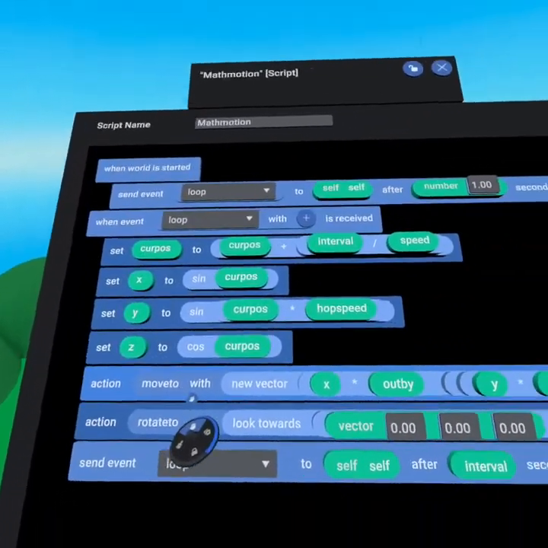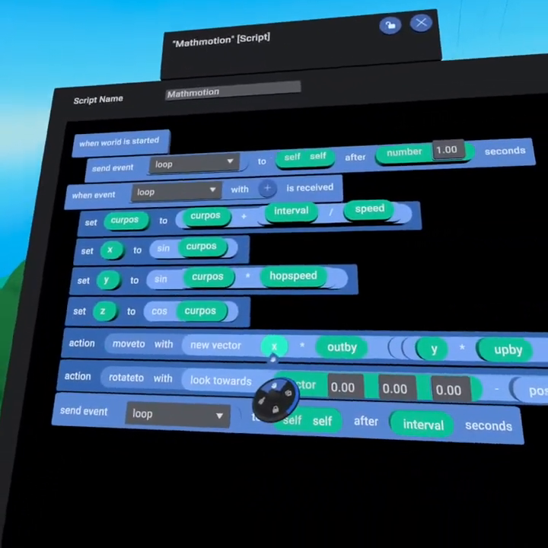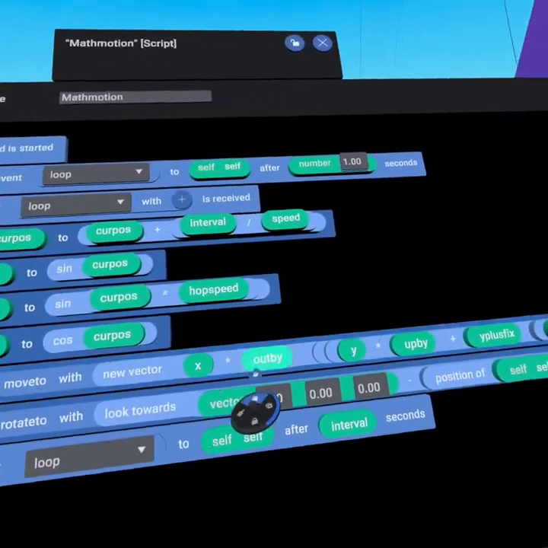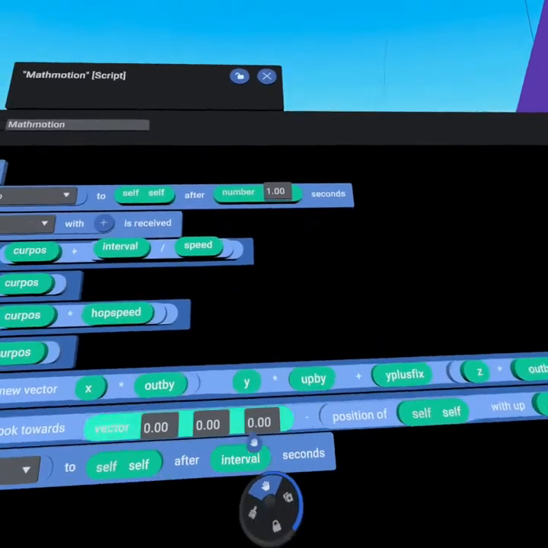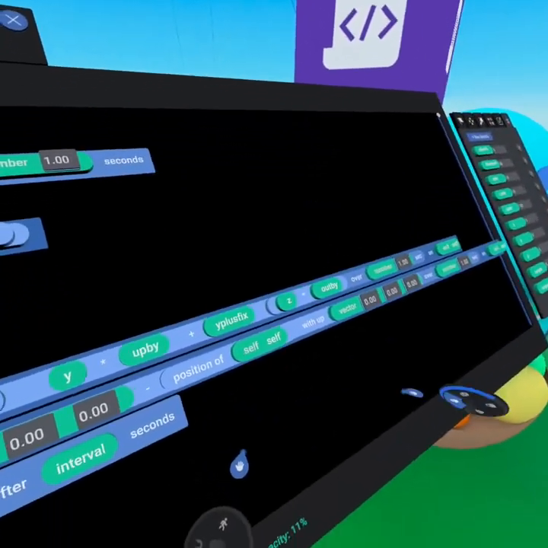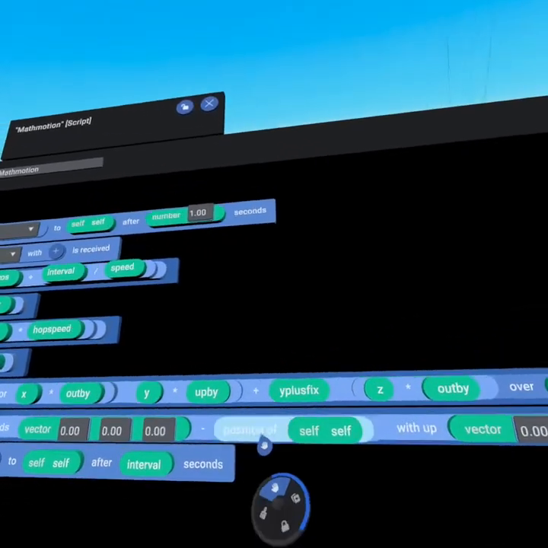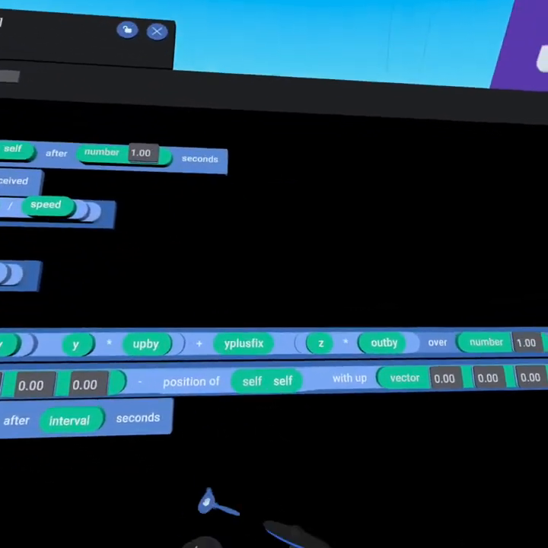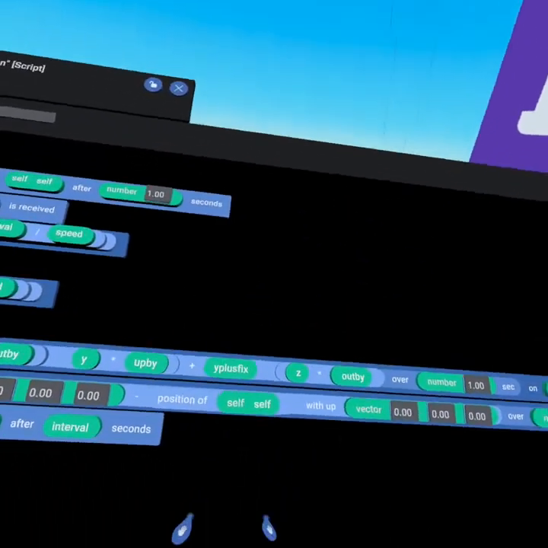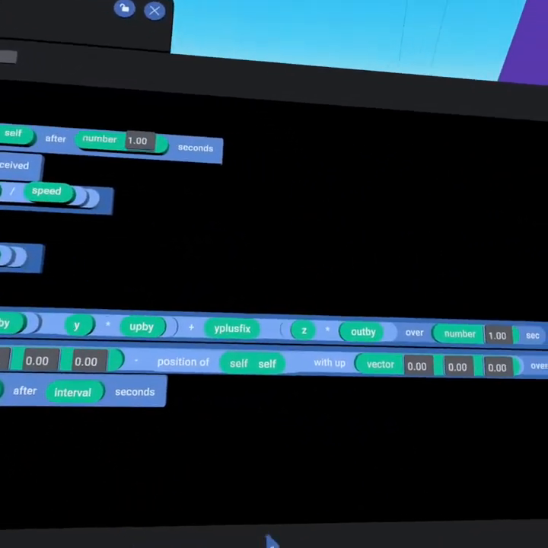Then we move to, with new vector of x times out by, so we're using that sine and we're multiplying it by how far do we want to go out, which is 100. And then we take y and we multiply this by up by, so that's how far up do we want to stretch the bounce. And then we move that with a plus of up y. So by using plus y, we just move it upward. So that way we don't have it going too far below ground.